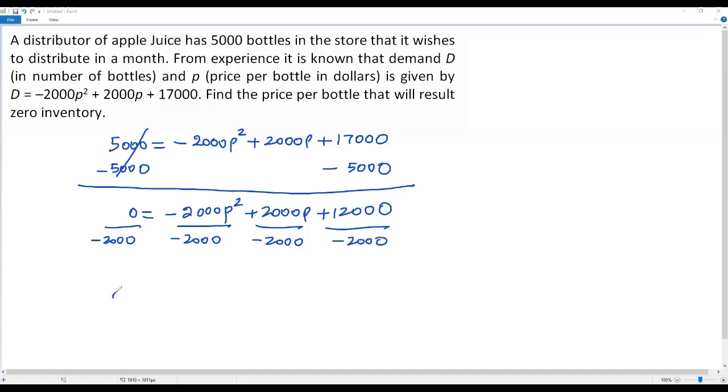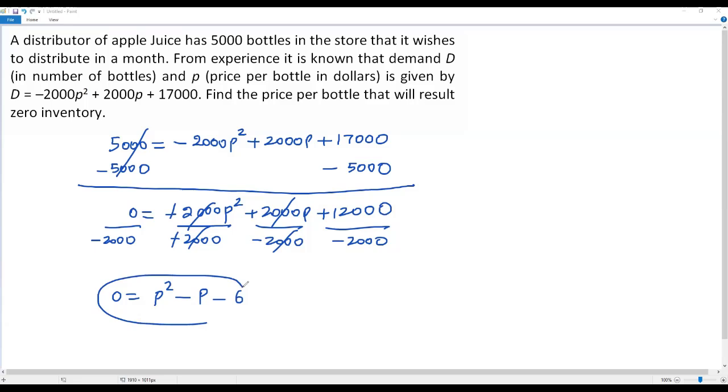So 0 divided by anything is 0. Here this negative and negative will become positive, and 2,000 will cancel out. We just get P square over here. When I divide positive sign by negative sign, I am getting a negative. This 2,000 will cancel. We just get P. When we divide positive sign by negative sign, I am getting a negative. When I divide 12,000 by 2,000, I am getting 6. Now I got a quadratic equation over here, and we have to solve for P in this quadratic equation.